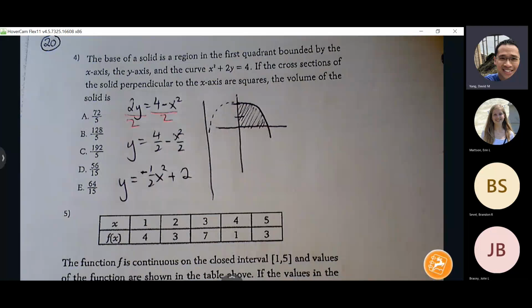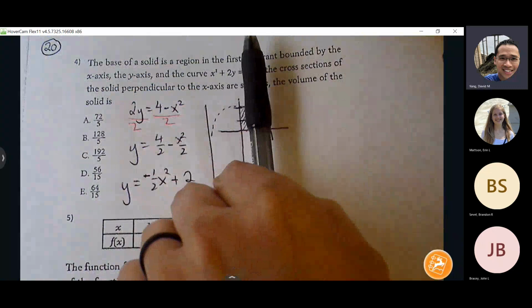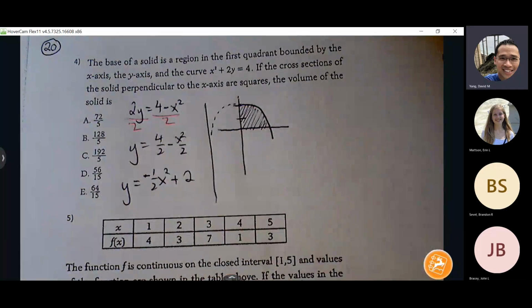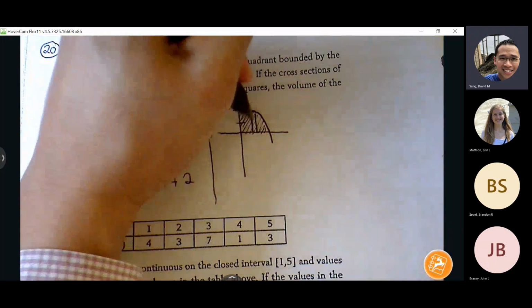Okay, perpendicular to the x-axis. Which direction is that? Up and down, right? So the x-axis is this way. Perpendicular is 90 degrees to that. So no rotation, no axis of revolution. Whatever direction we discover, that's the direction of our base. So our base length is vertical.